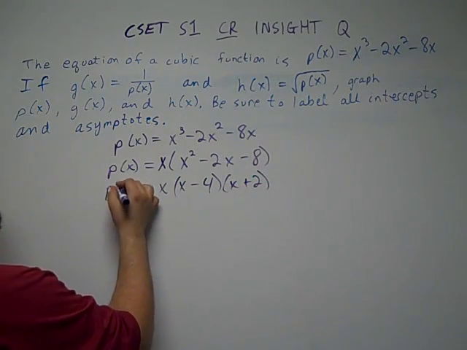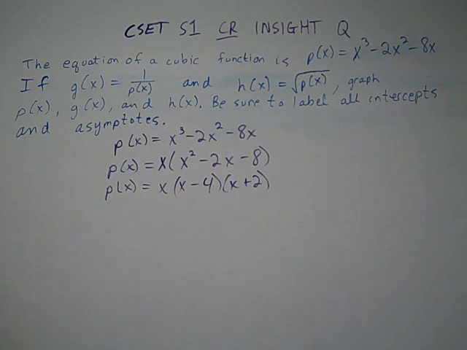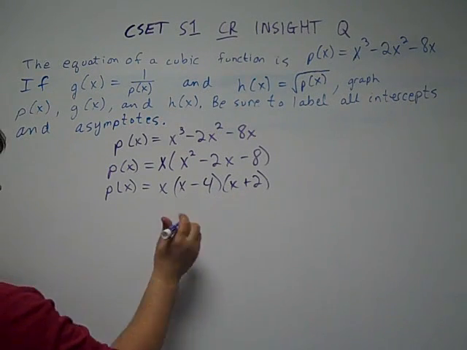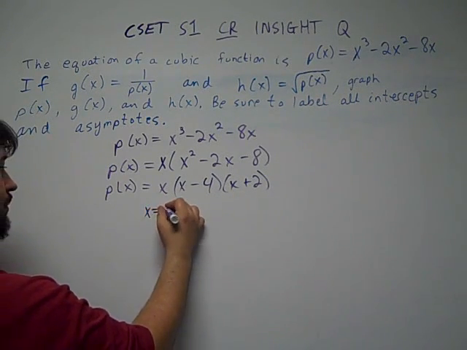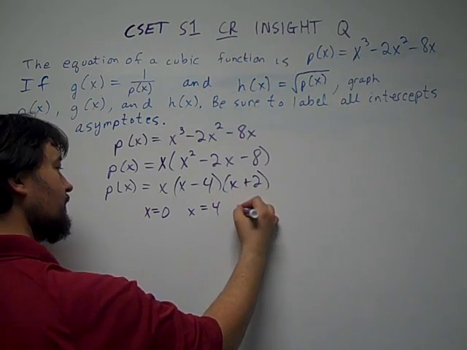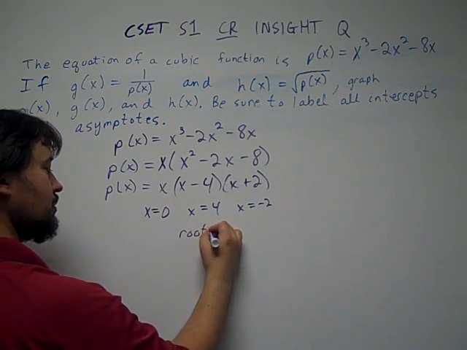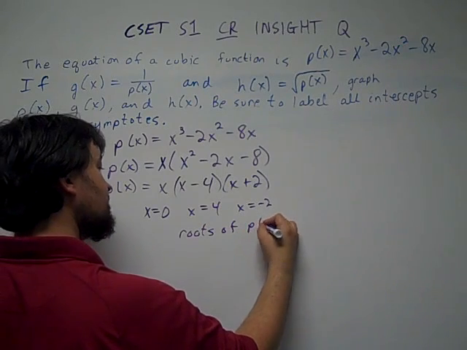Well, now that we've factored this out, we know what our roots are. Our roots are x equals 0, 4, and negative 2. So these are all roots of p of x.